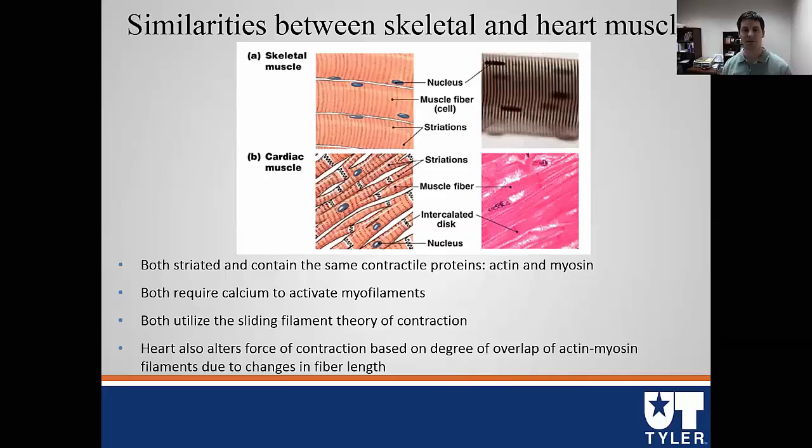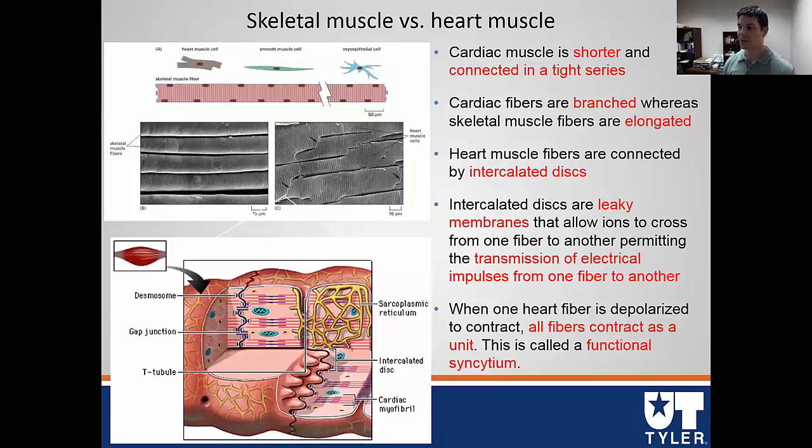So what are some of the differences? They actually look pretty different. Cardiac muscle is shorter and connected in a tight series. If you remember when I talked about the structure of skeletal muscle, they can be really long, thin tubes, and some of them can run the entire length of a muscle. So they're huge, long cells. Cardiac muscle cells are much, much shorter, as you can see here.